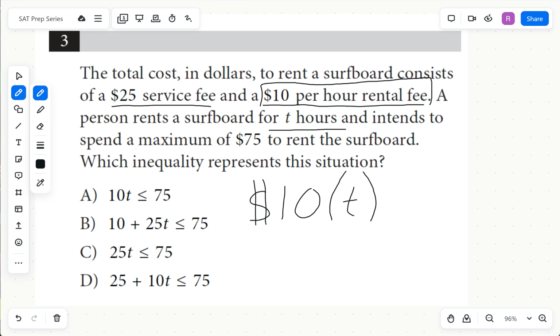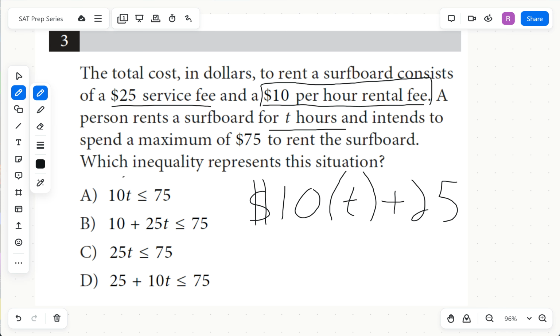Now we're always going to be stuck with this $25 service fee, no matter how long we decide to rent the surfboard for, right? $25 service fee, I could rent for 1 hour, 10 hours. I'm still going to have to pay this one-time fee of $25.